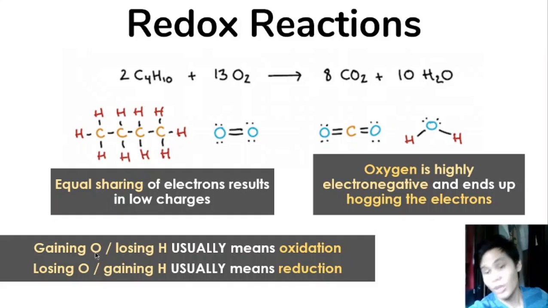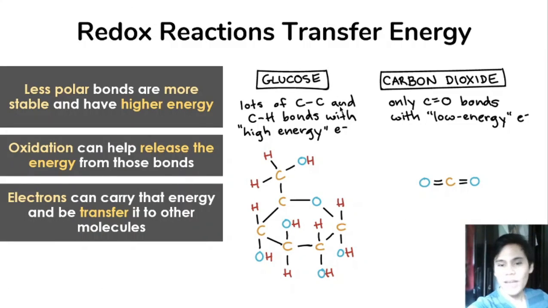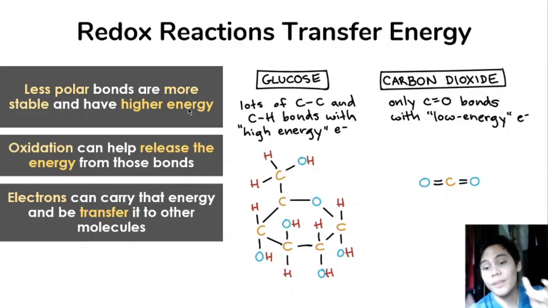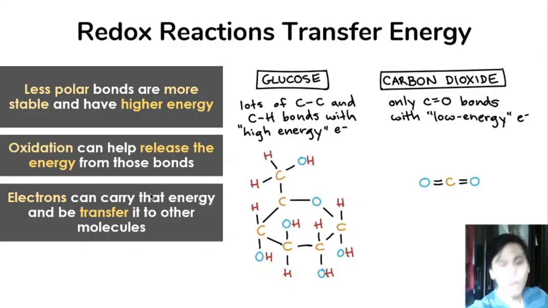Redox reactions are extremely common and very important in biology because they transfer energy. The less polar bonds, like your carbon-carbon bonds, are stable and have higher potential energy. So oxidation can help release the energy from those bonds. Because of the transfer of electrons, energy is released, and electrons can carry that energy and transfer it to other molecules. We'll see that later in your metabolic processes. Just remember that your redox reactions are key to transferring the energy in the bonds.